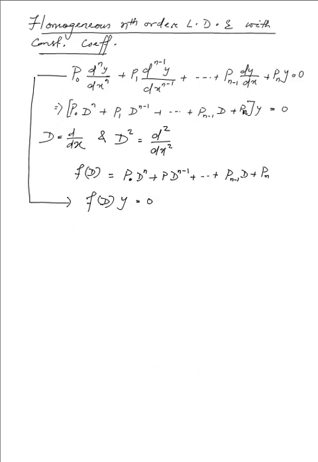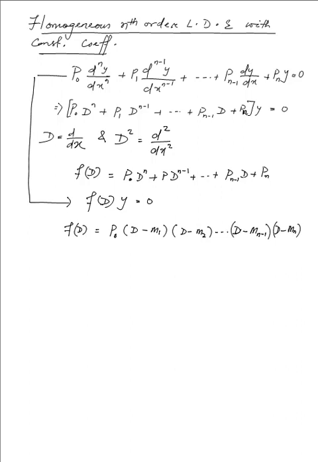Now this f of D can be factored in the following form: f of D will be equal to the first term kept as such, the constant coefficient P naught, followed by the factorized terms, D minus m1, D minus m2, and it carries on up to D minus m(n-1) multiplied by D minus mn.